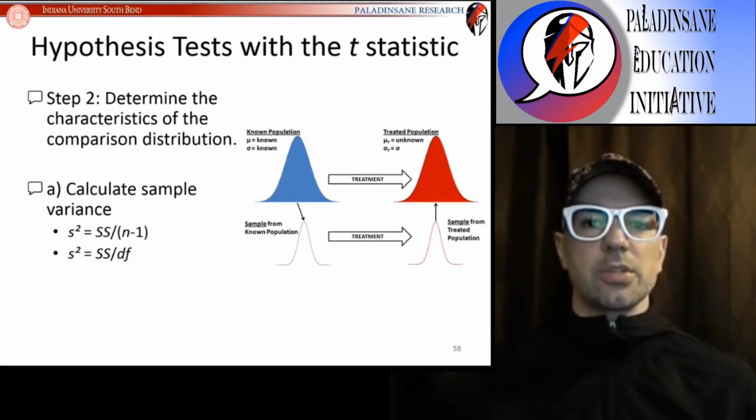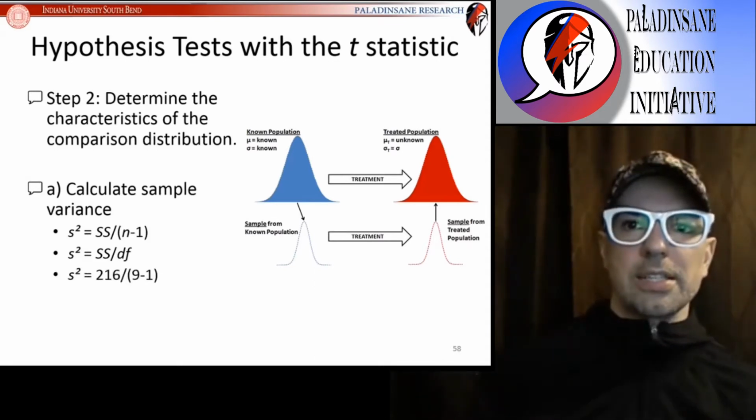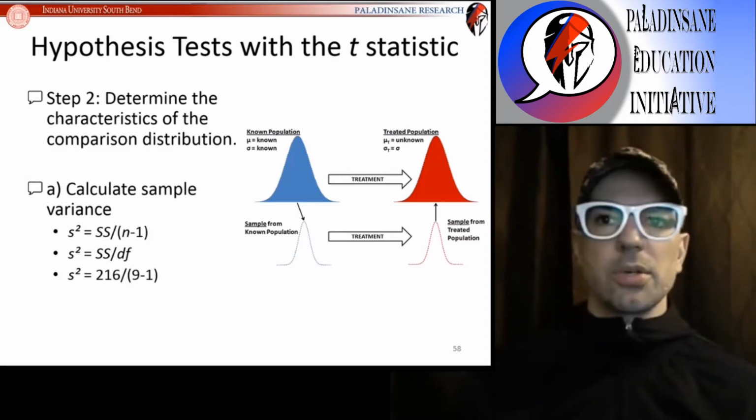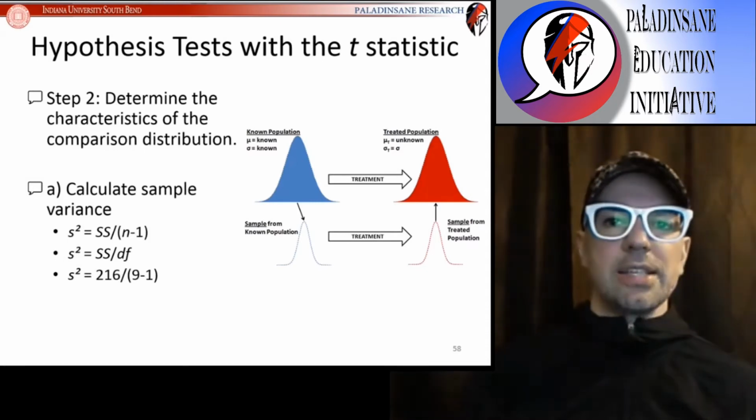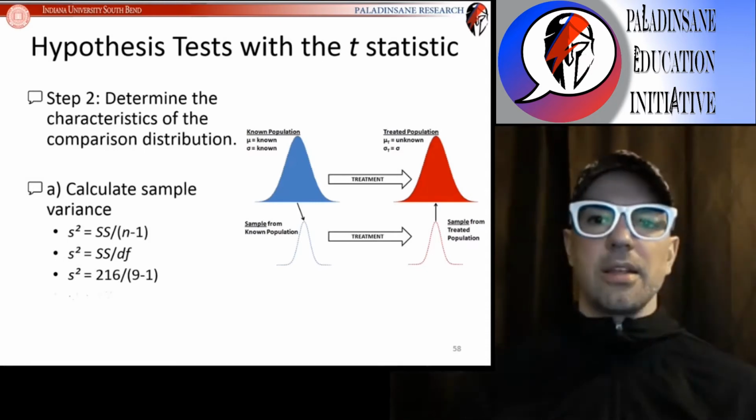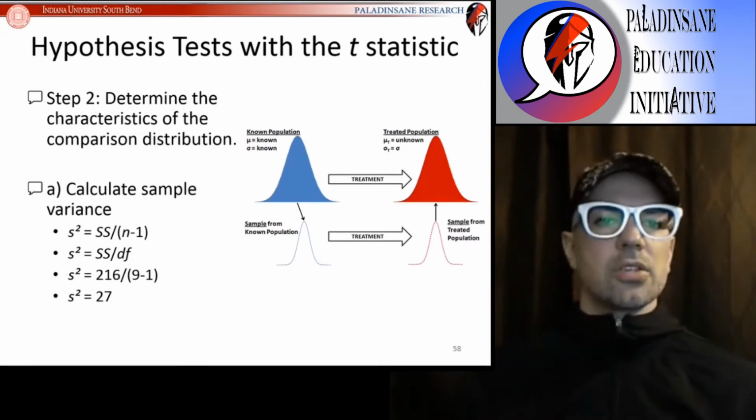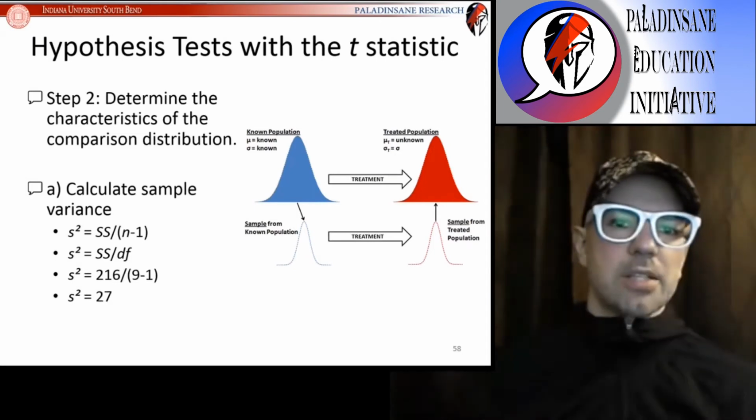So we have all this information. Sum squared deviations was given to us in the question: that's 216. Size of our sample was given to us in the question: 9. We had 9 monkeys. 9 minus 1 is 8. 216 divided by 8 happens to be 27. So that's the sample variance. That's all well and good.